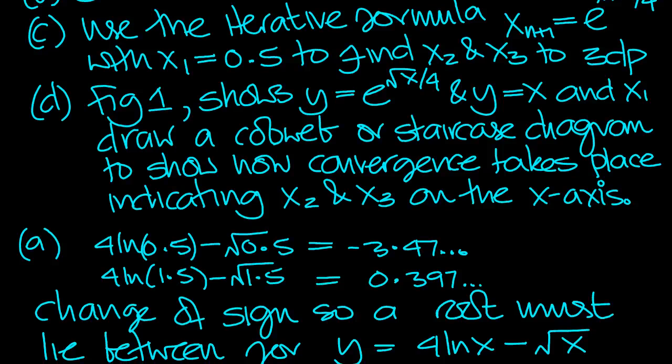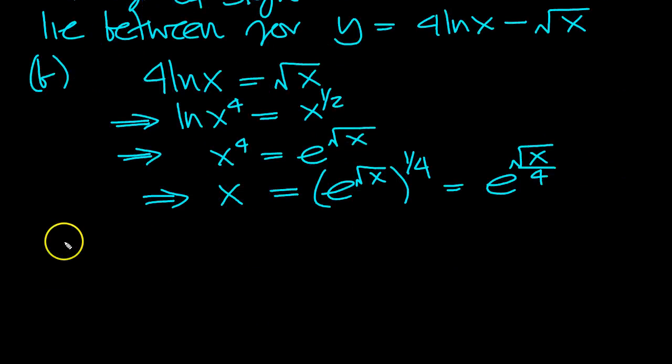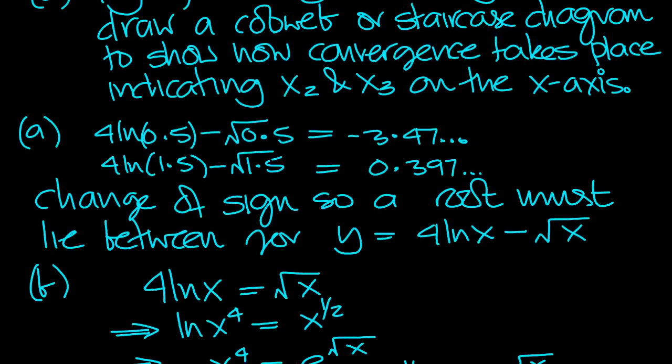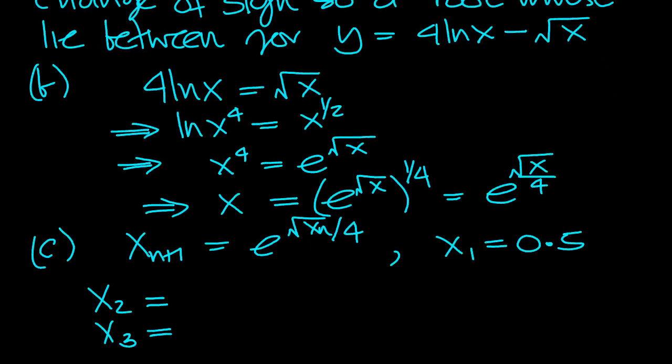Okay, so we've done part B. Use the iterative formula then, with x1 equals 0.5, to find x2 and x3 to 3 decimal places. So part C: xn plus 1 is equal to e to the root xn over 4, and x1 was equal to 0.5. And we need to find x2 and x3, to 3 decimal places. Okay, let's have a little look at this.